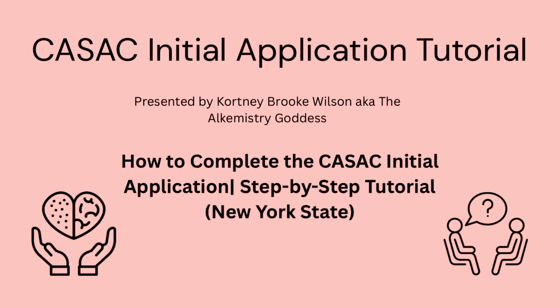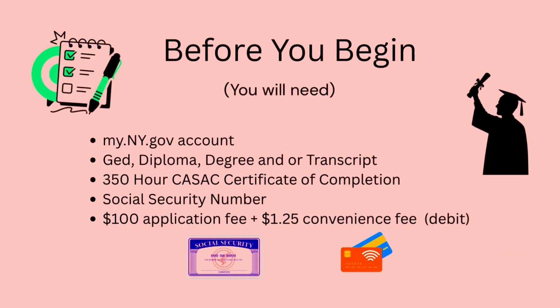Before starting your application, make sure you have a few essentials ready. You'll need a my.ny.gov account, a scanned copy of your GED, high school diploma, or college degree, and your transcript if your degree doesn't indicate your major. You'll also need your 350-hour CASAC certificate of completion, your social security number, and the $100 application fee plus a $1.25 convenience fee when paying online. Having these items ready will make the process much smoother.